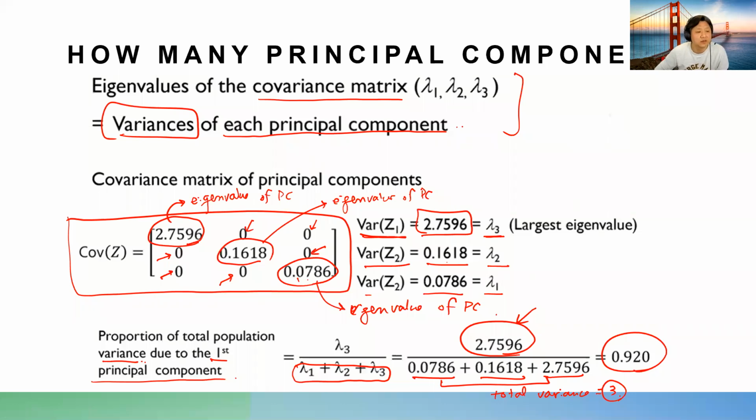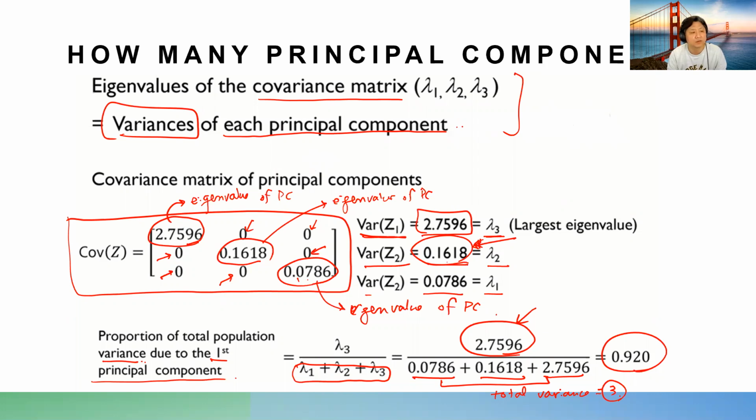Which means the first axis, the first principal component, explains 92% of the total variance of your observed data. So one principal component explains 92% of your data. That's a lot, right? The second eigenvalue, if you look at it, is pretty low. It's only 0.16. Maybe its incremental improvement will be minimal. So I may choose only one principal component in this case.